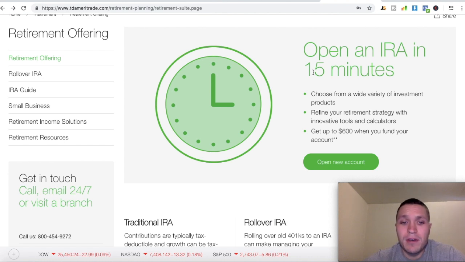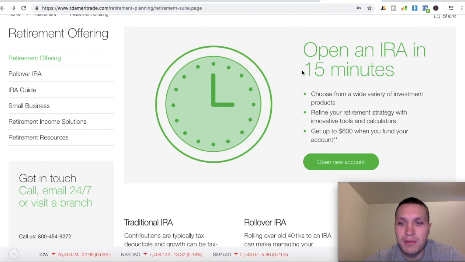And today we are going to talk about the differences between a traditional IRA and a Roth IRA. Now, I'm going to tell you stuff people normally don't explain to you. Everyone tells you the difference. Yes, one grows tax-free and one grows tax-deductible.